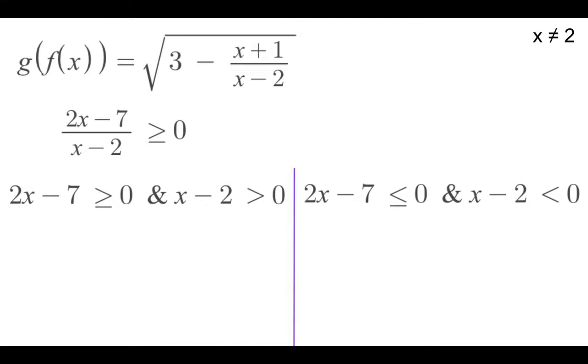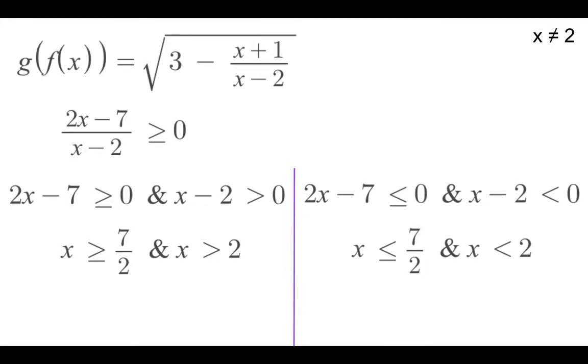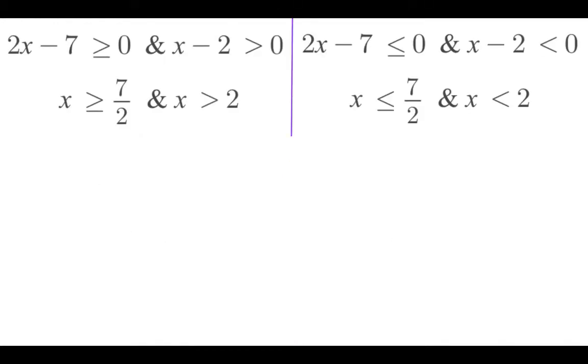So I'm going to manipulate those equations a little bit, and then I find out that on one side x has to be greater than or equal to 7/2, also while being greater than 2. Or on the other side, x has to be less than or equal to 7/2 while being less than 2. So let's look at what that looks like on a number line.